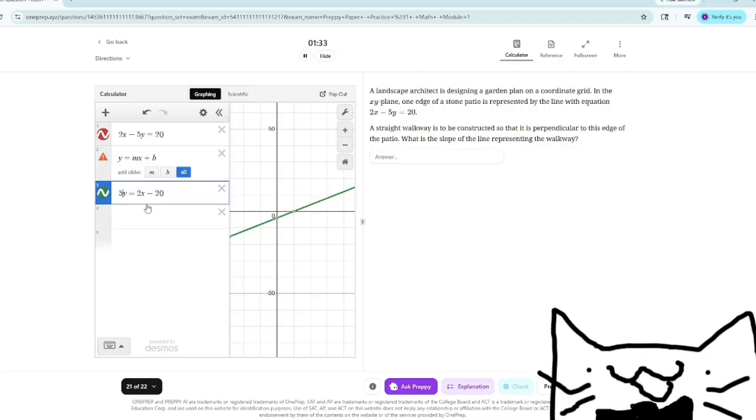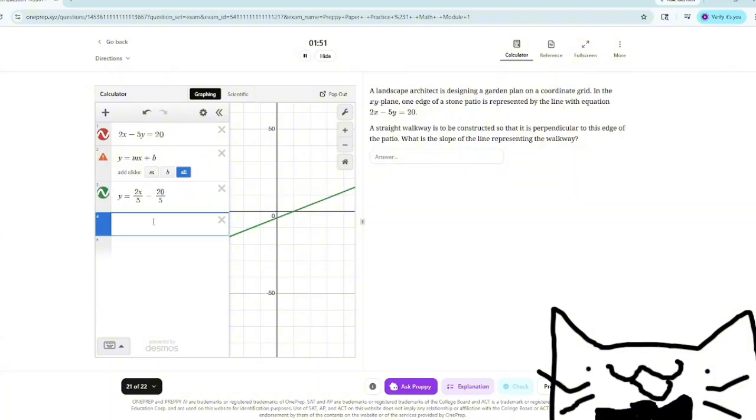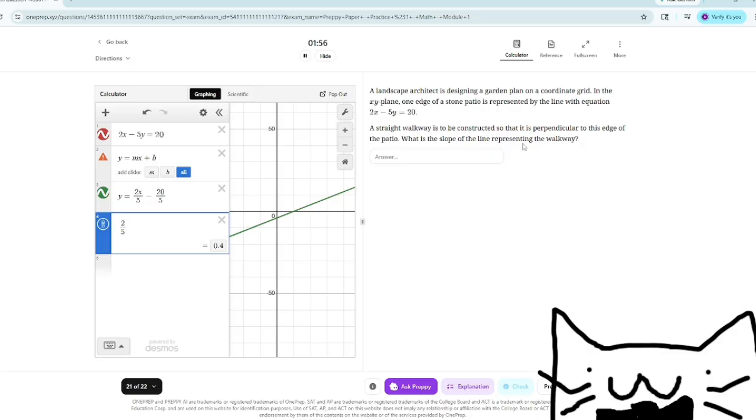The reason why you divide by 5 is because you want to get y by itself, so it's exactly like this equation. If you have a 2 in the front, it's not going to be the same. So you divide the whole thing by 5. We can ignore the last thing, but this is your equation. But it is not how it wants you to put the answer. It wants you to find the perpendicular. Perpendicular means that you just flip it over, the reciprocal. So it's negative 5 over 2.